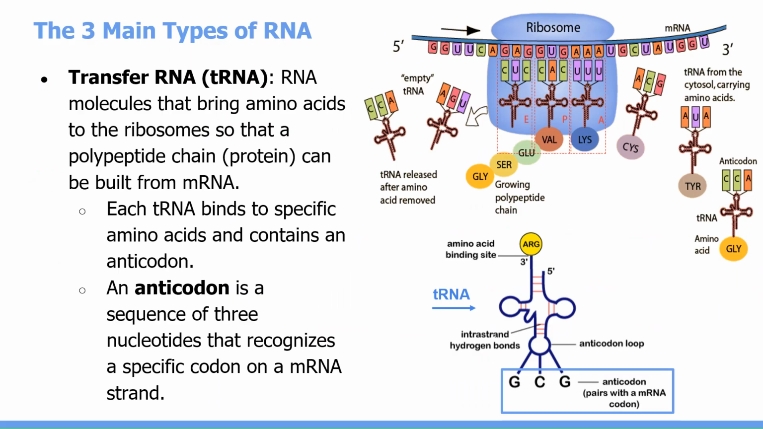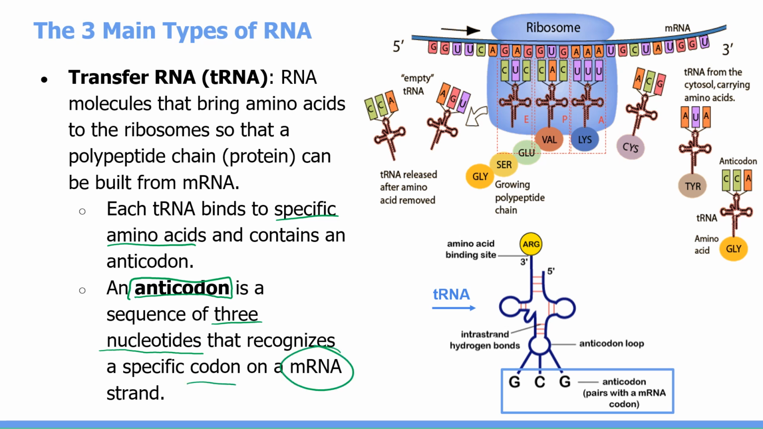Last but not least, tRNA. They're RNA molecules that bring amino acids to the ribosome so that the polypeptide chain can be built. Each tRNA binds specifically to an amino acid, and it contains something called the anticodon. The anticodon is a sequence of 3 nucleotides that is complementary to the codon on the mRNA.